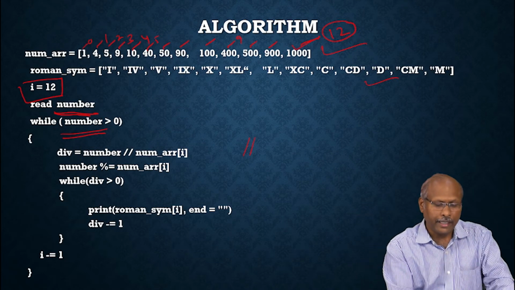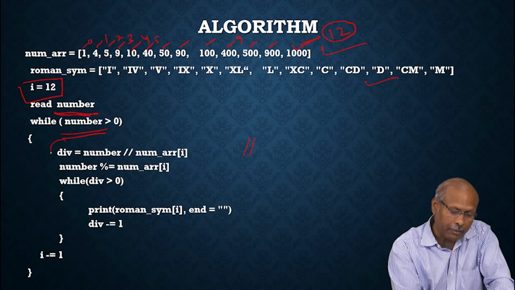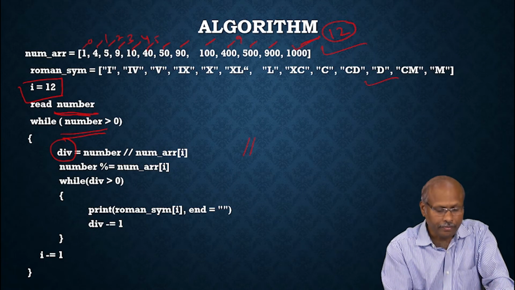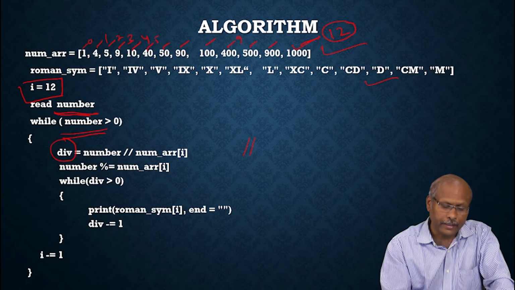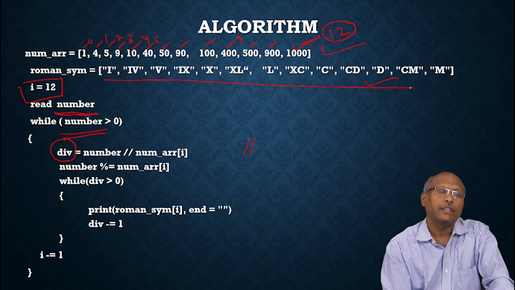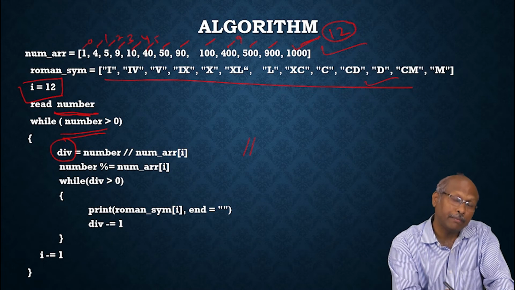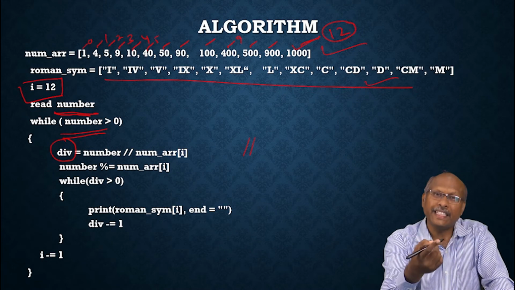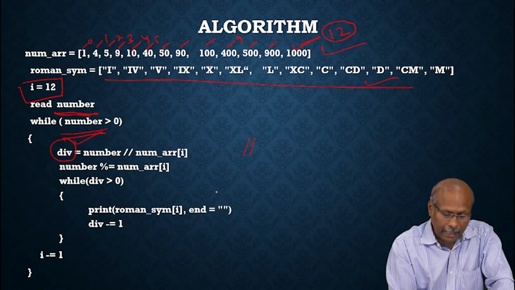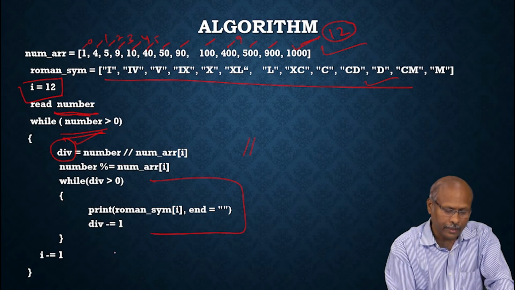Right to left. That's why I will start with the highest value and divide the number by the highest value, so that will tell you how many times that highest value is available. And that many times I have to print that symbol. Those symbols are available in the Roman symbols. There is another list, and this list is holding only the Roman symbols. The first list is holding the corresponding integers. So whatever the div comes, that many times I have to print that symbol.